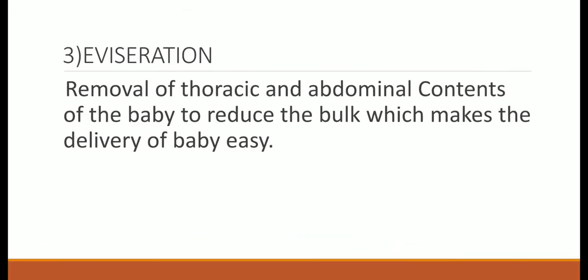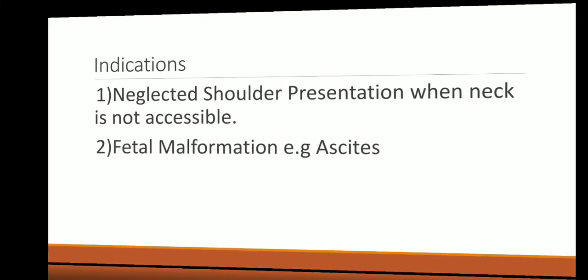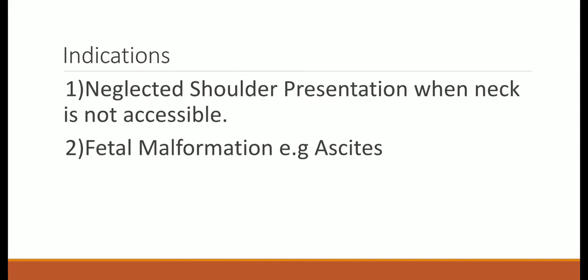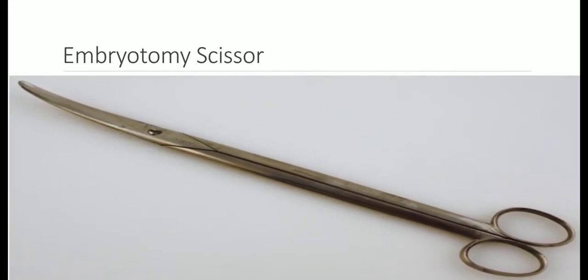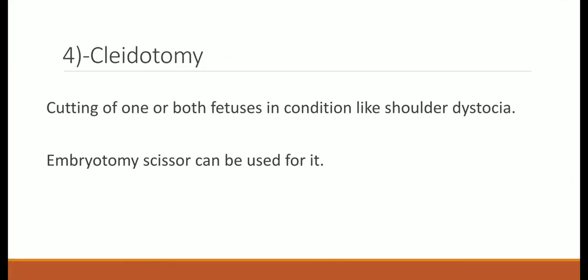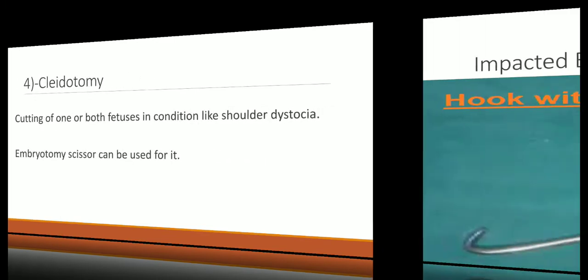Now, evisceration is basically the removal of the thoracic and abdominal contents of the baby to reduce the bulk, which makes delivery of the baby easy. Indications include, first of all, neglected shoulder presentation when the neck is not accessible. Secondly, fetal malformation, for example, ascites. Another procedure is cleidotomy, which is basically the cutting of one or both clavicles of the fetus in conditions like shoulder dystocia. Embryotomy scissors can be used for this purpose.